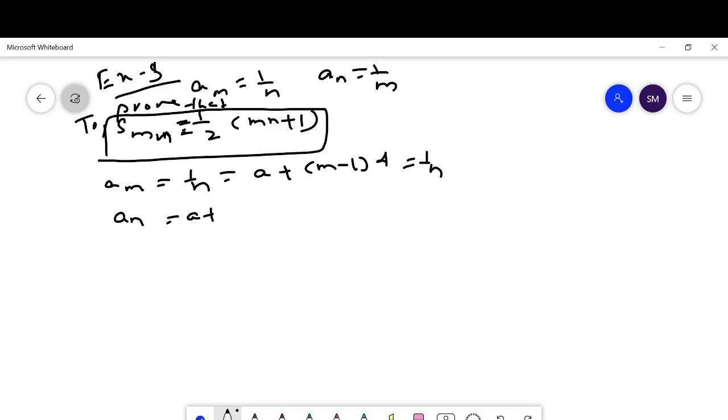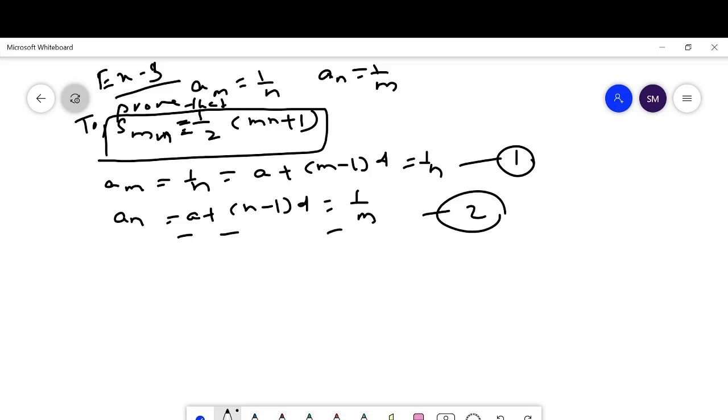an is equal to a plus n minus 1 into d, which is equal to 1 upon m. Then this means m minus 1 into d is equal to... This is equation 1, this is equation 2. Subtracting equation 2 from equation 1, we get m minus 1 into d, a cancels, minus n minus 1 into d, which is equal to 1 upon n minus 1 upon m.